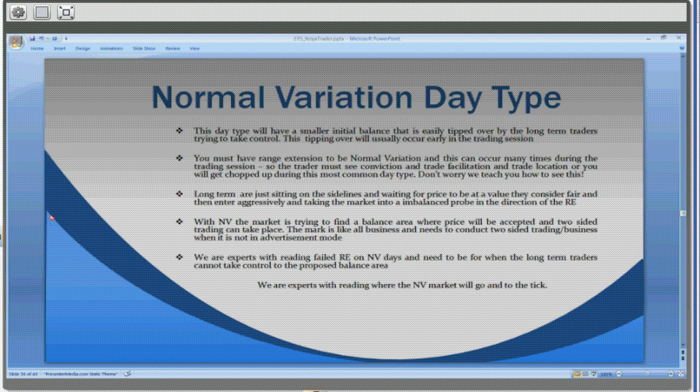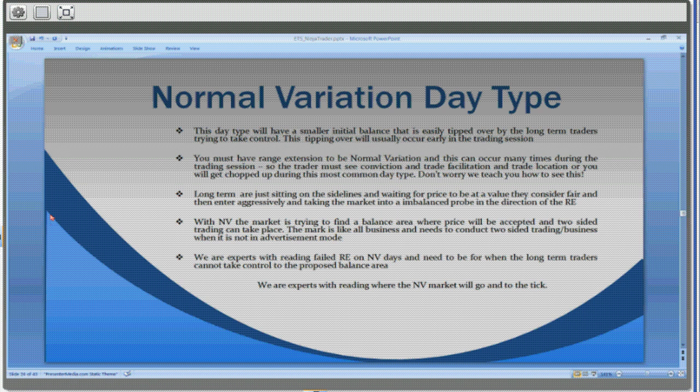But the long-term traders are sitting on the sidelines. They're waiting for price to be at a value they consider fair, and then they start entering aggressively, taking the market into an imbalance probe in the direction of range extension. Nice little story. That's the type of stories we tell ourselves. With NV, the market's trying to find a balance area, back to two-sided trading where it can take place. The market is like all businesses. They need to conduct two-sided trading business when it's not in advertised mode.